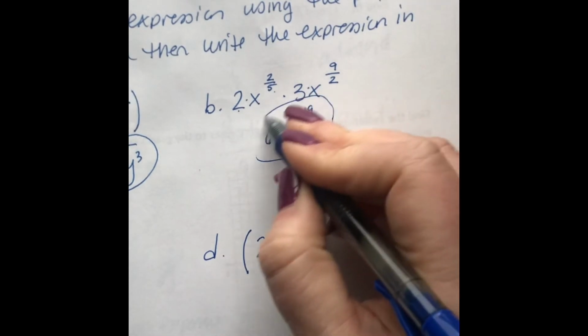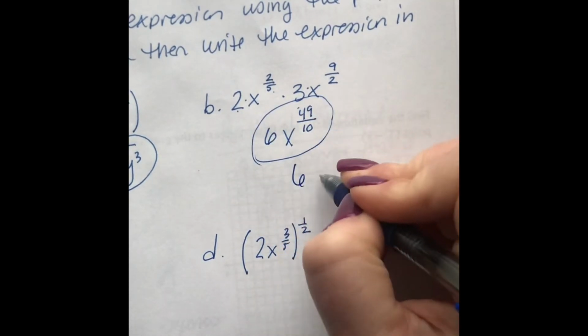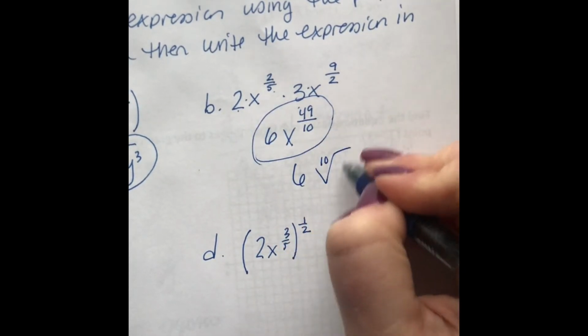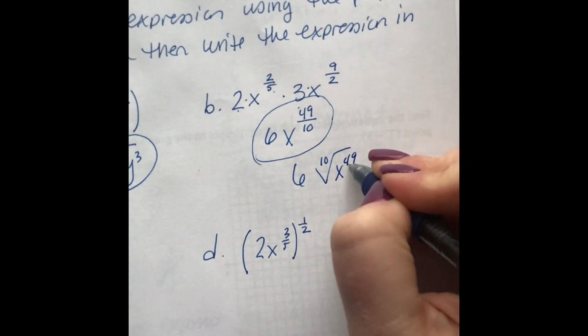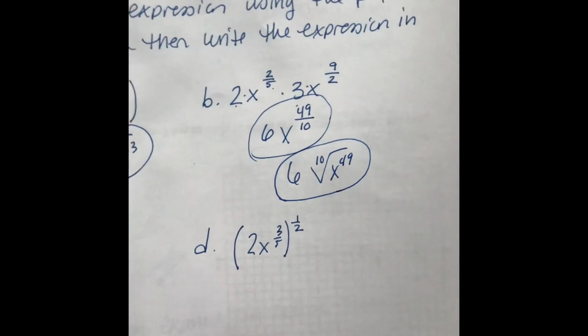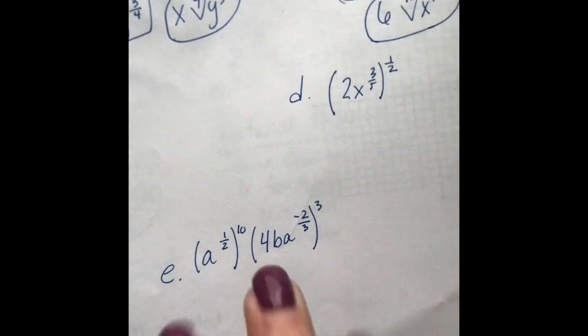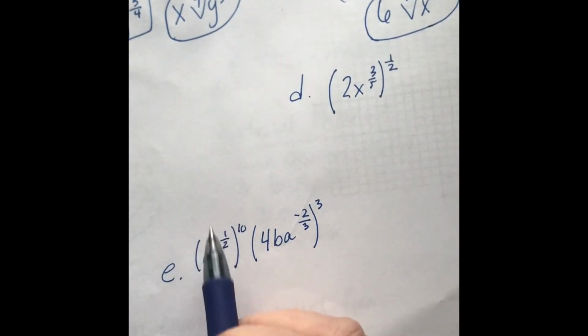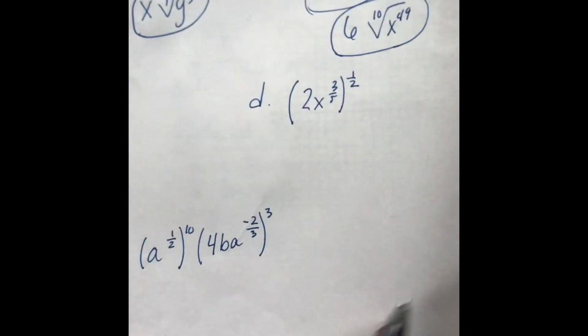So this is one answer. The other answer is the 10th root of x to the 49, times 6. We could simplify that, but we're just going to get in the habit of going from one form to the next. This next example, can't see it here.